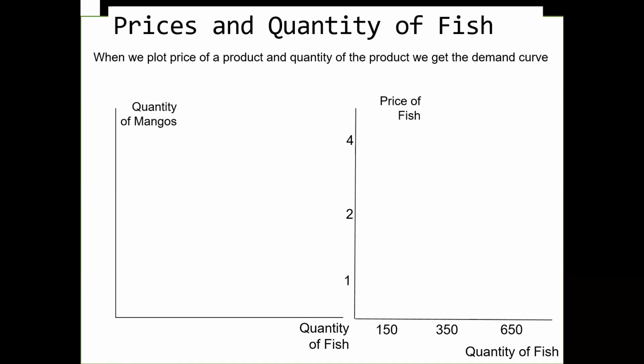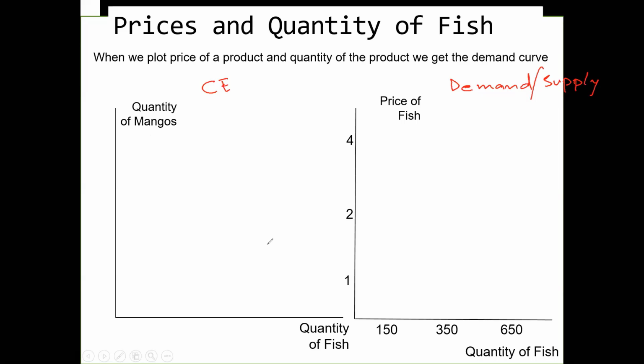Suppose we have two graphs together. In the first graph, we are comparing the quantity of mangoes with the quantity of fish. Since it's quantities on both axes, it is the graph for consumer equilibrium. Here we are comparing price with fish, so this is a graph for demand. You will remember it using this: if we are comparing one product with its price, it will be either demand or supply. When we are comparing two quantities, it will be either consumer equilibrium or the production possibility frontier. Since we are talking about demand, it is not the PPF and not supply.